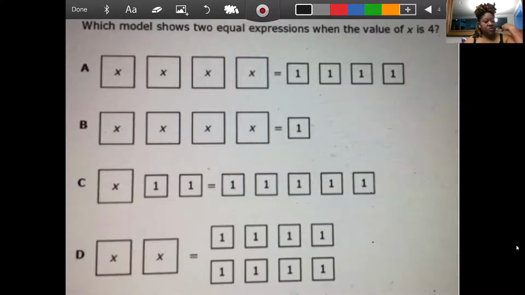Number 4, which model shows two equal expressions when the value of x is 4? So you're trying to figure out if the left side is going to equal the right side. That's going to be our answer. But you have to substitute. Wherever you see the x, you have to put a 4.